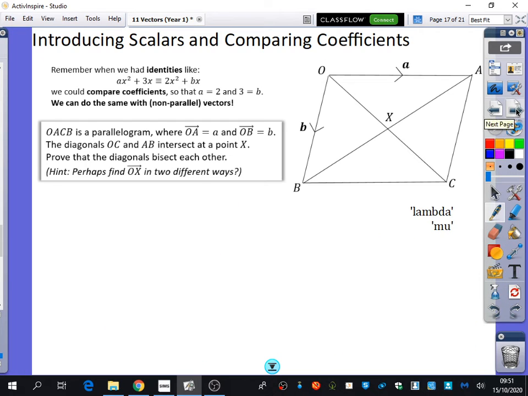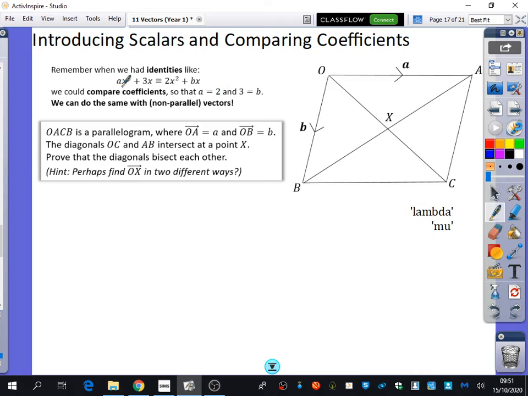Okay. So this time we're going to introduce some scalars into our problems, and I'll let you know when we're doing this bit. And we're going to do something called comparing coefficients. The coefficient is like the number that goes in front of a variable, okay? So if you had an identity that looked like this, ax squared plus 3x equals 2x squared plus bx, we could do something called comparing coefficients to just be able to find out what some of these values are.